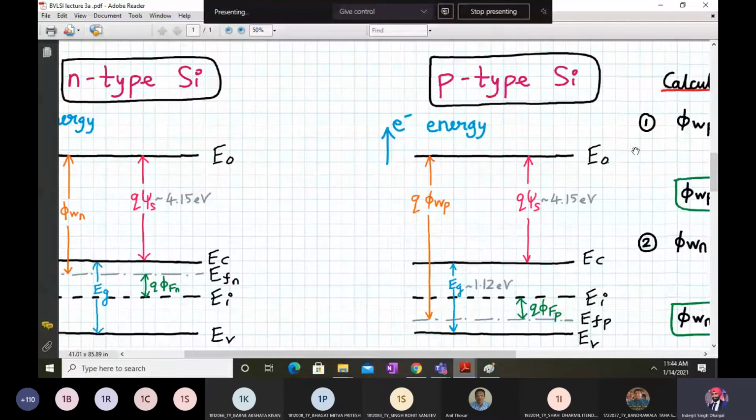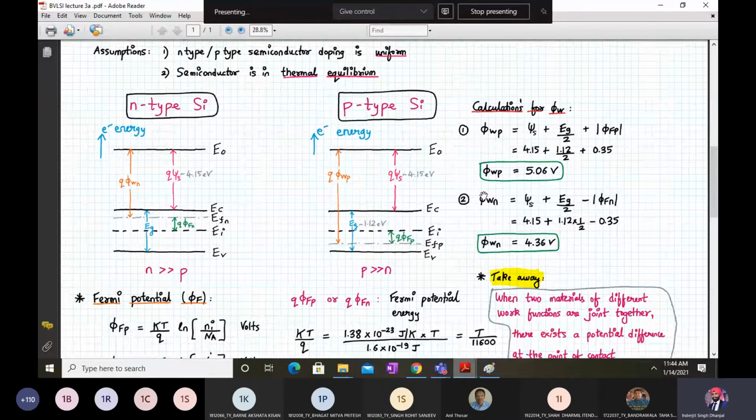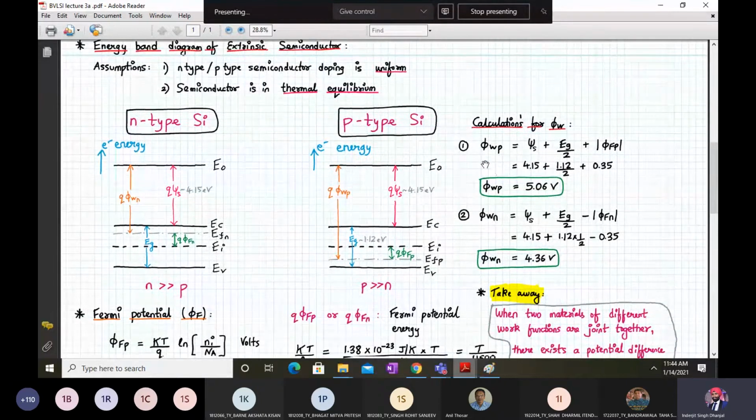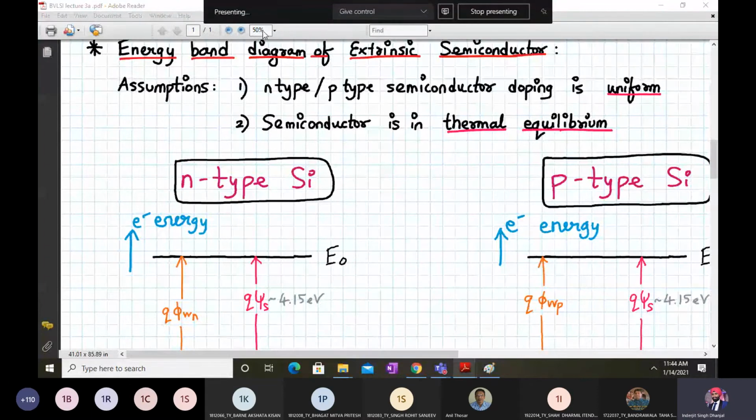Now we go into a little bit more detail. So let us calculate. Let me slightly increase it. I have to put a number over here.